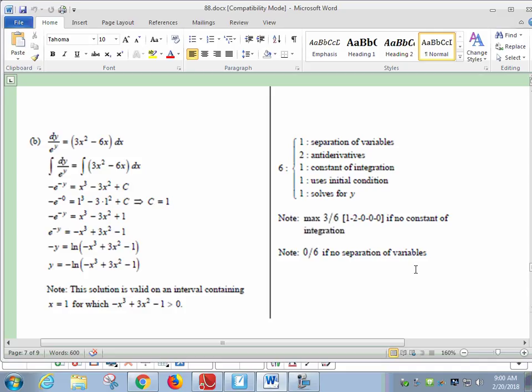Okay? Yes? What's the constant of integration? The C. The C? Yeah. Do you have a C, and did you find a C? Where's the wrong C?